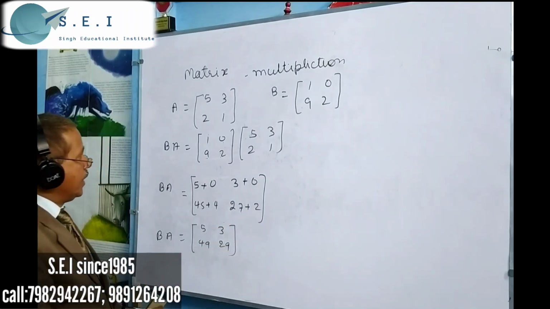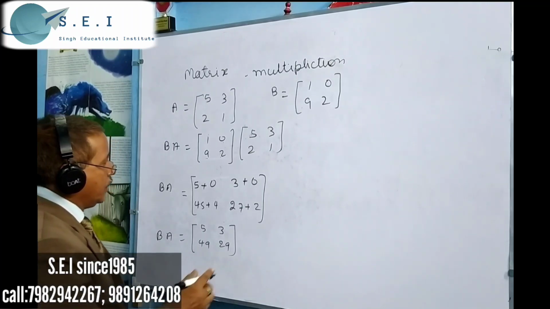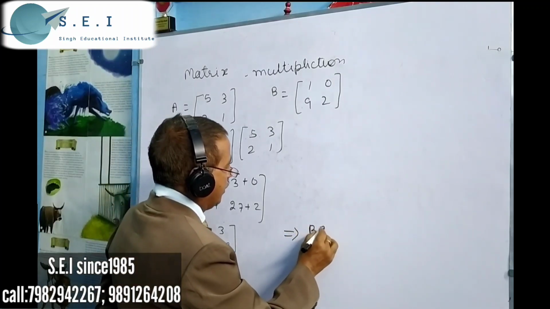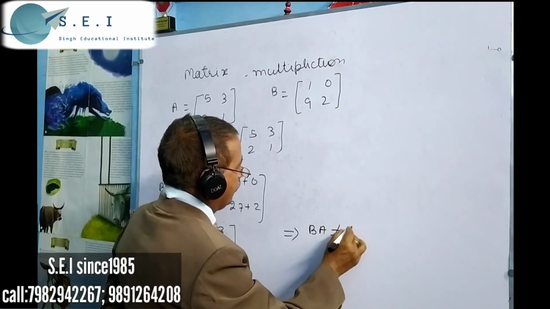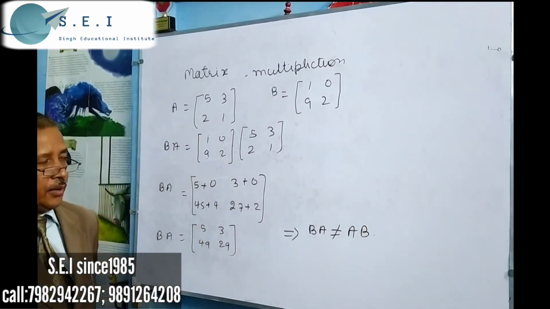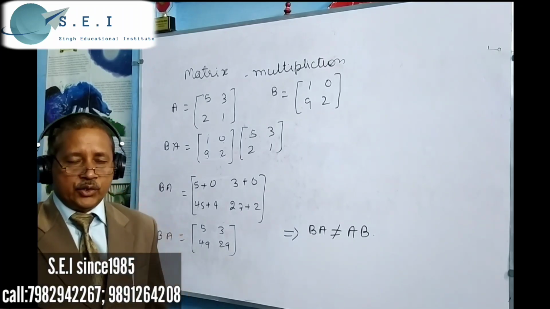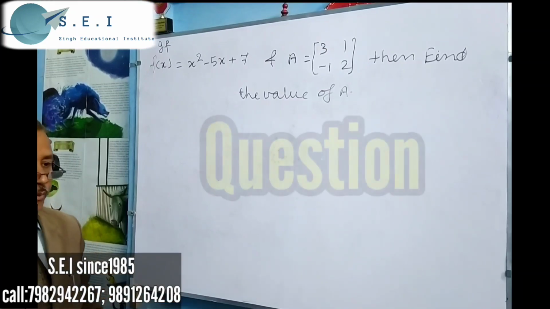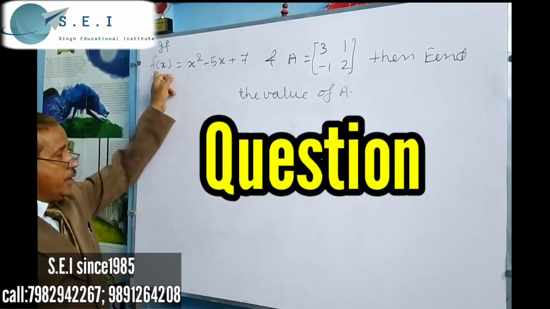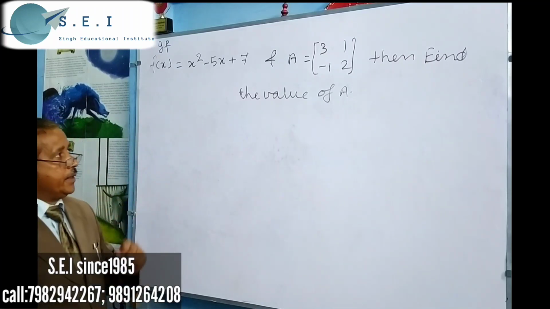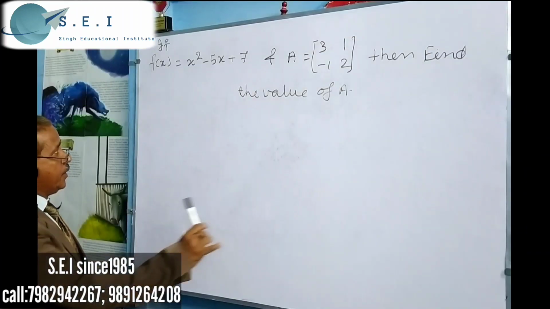We see from the example that BA is not equal to AB. This implies that BA is not equal to AB. It means matrix multiplication of two matrices is not commutative.